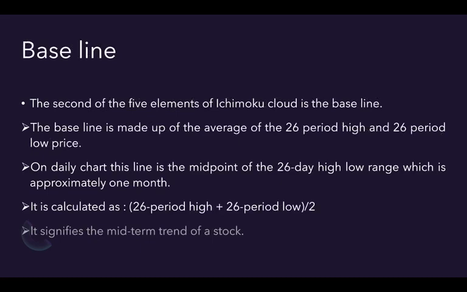Now let's go to the next line. The next line is the baseline. It's the second of the 5 elements of the Ichimoku Cloud. The baseline is made up of the average of a 26-period high and a 26-period low price, as against the 9-period high and low price of the conversion line. Similarly, on a daily chart, this line is the midpoint of a 26-day high-low range, which is approximately 1 month. And how is it calculated? Similarly, it's a simple average of a 26-period high and low price. Because it is a 26-period price line, it signifies the mid-term trend of a stock.